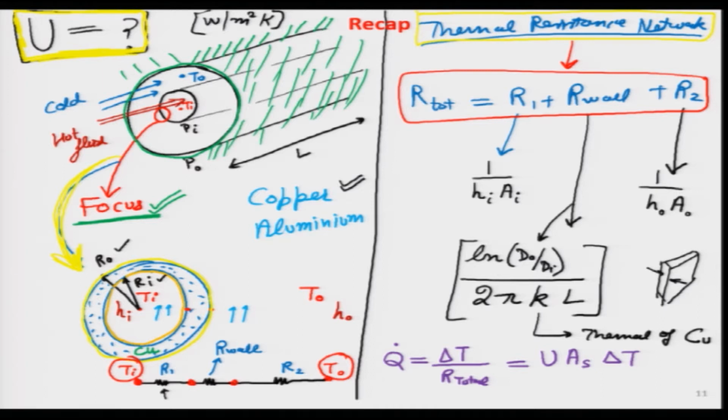I think this is where we had stopped last time. So, we will continue from there. I will use a new slide. On the next slide I will write that particular R total value. So, it turns out R total is equal to R I, the inner convection resistance due to convective heat transfer, plus R wall plus R O.